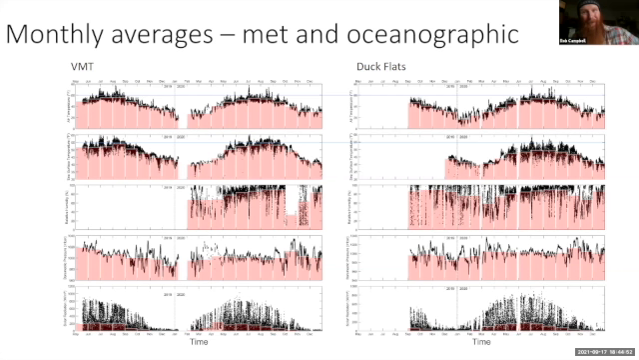Relative humidity is all over the place, like it tends to be in a temperate rainforest. And barometric pressure, not a ton going on there. We see the low pressure predominating in the winter and maybe a little bit more high pressure in the summer. And then the solar radiation follows the temperature basically as you'd expect.